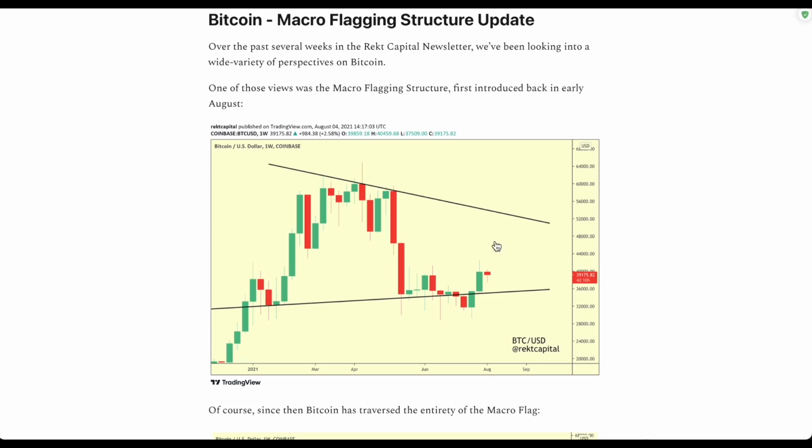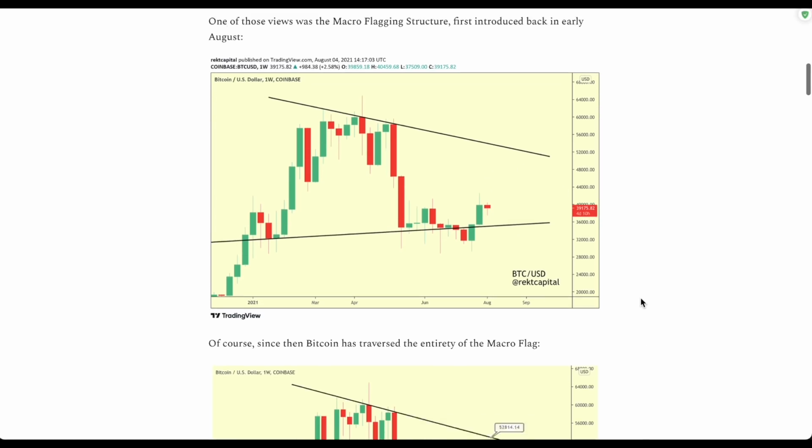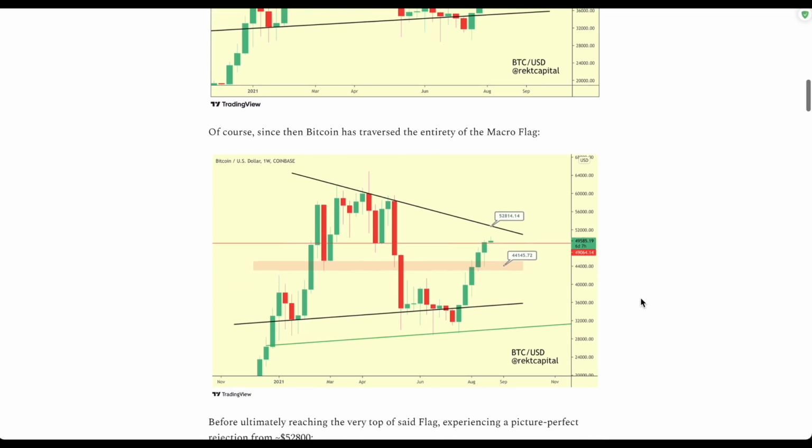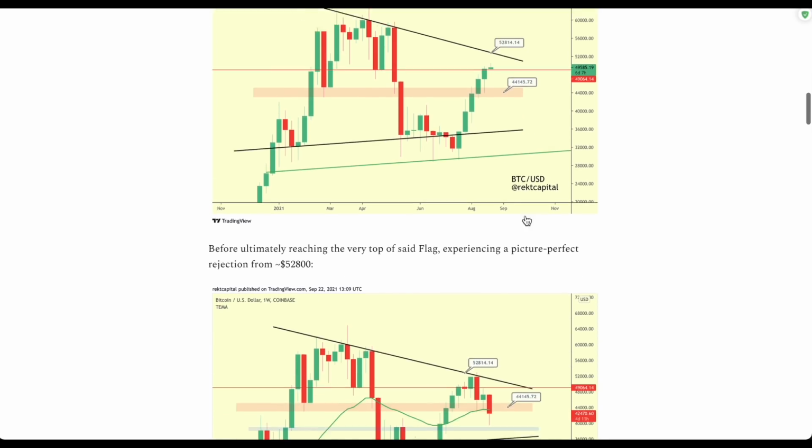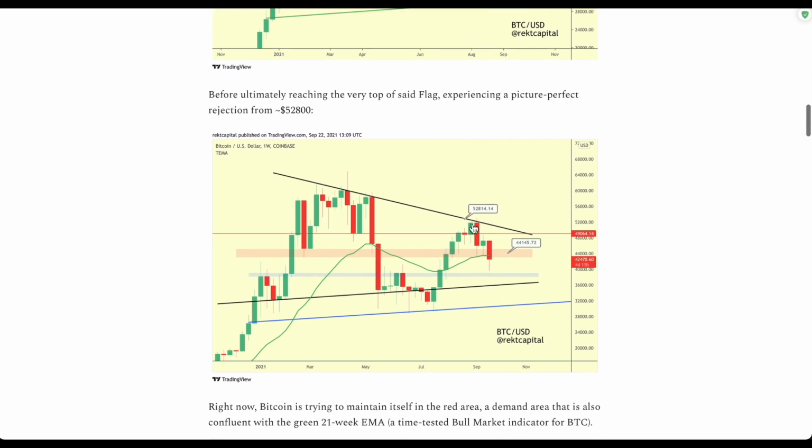This is something I spoke about in early August on the Rekt Capital newsletter. And if we just fast forward to a few weeks back, we traversed the entirety of that macro flagging structure, with 52,800 being the top of that macro flagging structure. And we got a picture perfect retest here, a picture perfect rejection of the top of that flag.